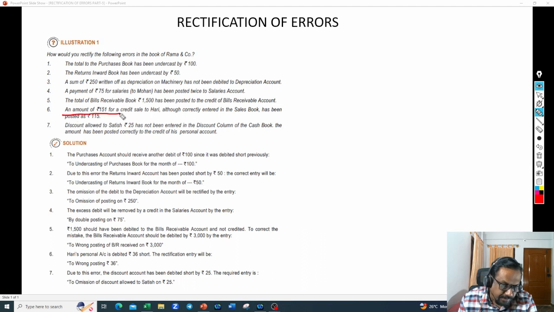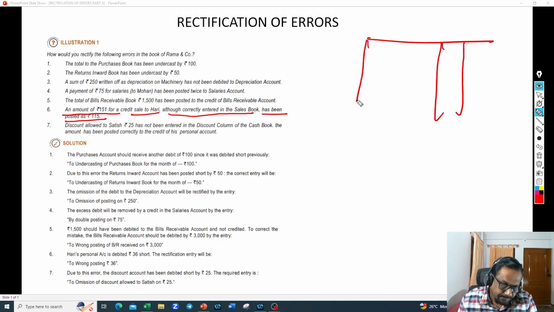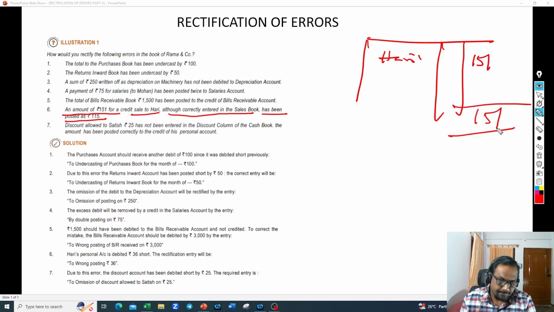An amount of 151 for a credit sale to Hari, although correctly entered in the sales book, has been posted as 115. So what did we do here? This is sales book. There is a credit sale happened. Here we say Hari account and we kept 151 because we sold Hari goods worth 151, right? So sales book got totaled correctly with 151.